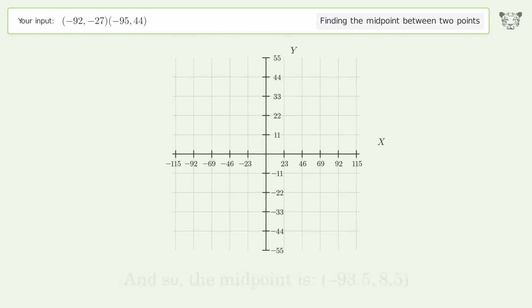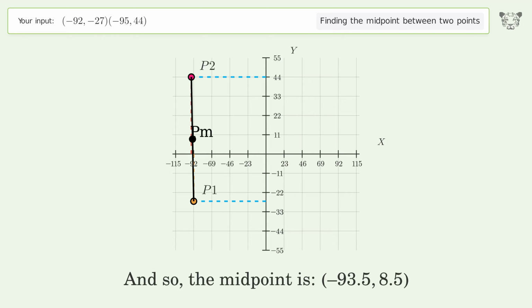And so, the midpoint is negative 93.5, 8.5.